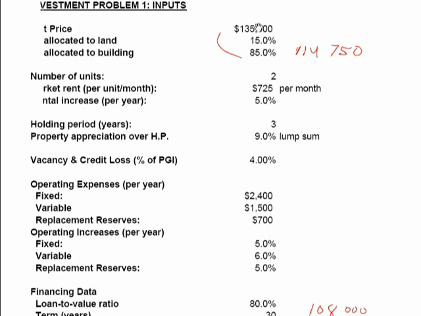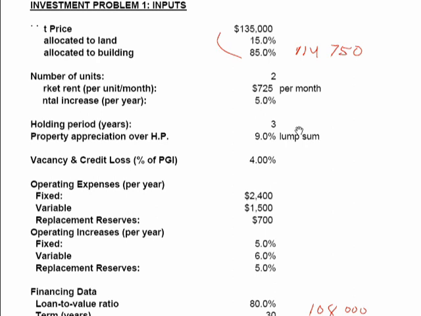But here's our list: our asking price, $135,000, 15% land value, 85% building value. Here's our market rent of $725 per month per unit. We have 2 units. The rental rate's going to increase at 5% per year. The holding period, we're going to assume a 3-year holding period.